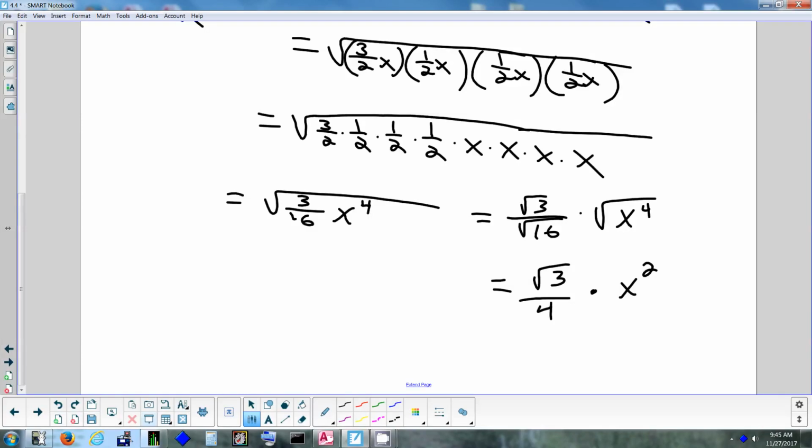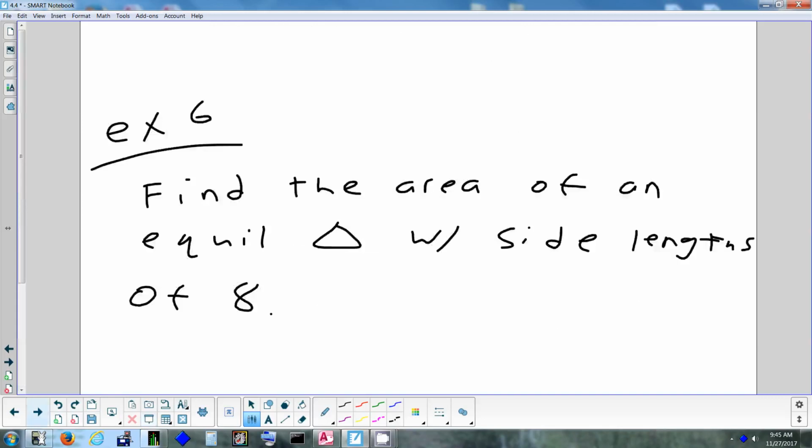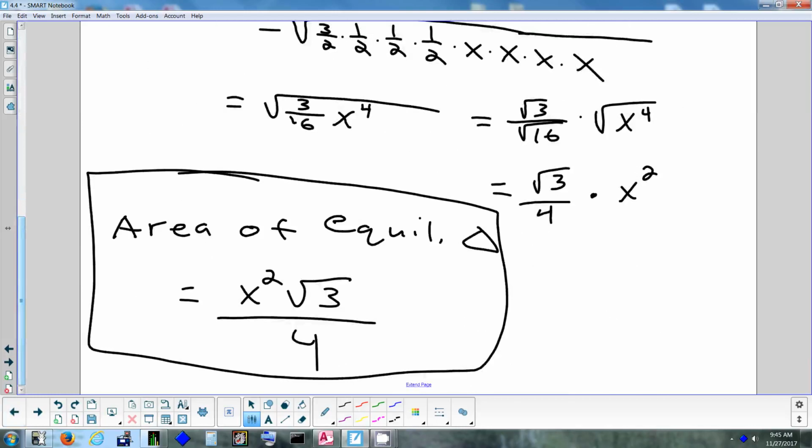X to the second. And that's the formula for the area of an equilateral triangle. Usually they write it like this. X squared, square root of 3 over 4. So that's the area of equilateral triangle. So it's kind of a shortened version of Heron's formula. It's Heron's formula where all the sides are the same.